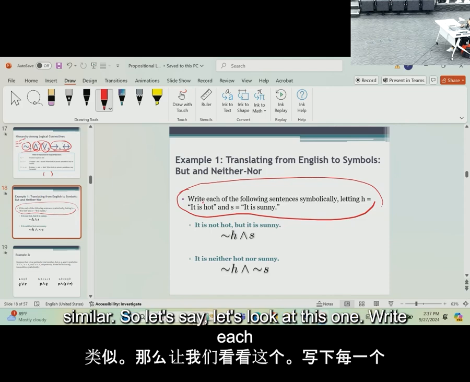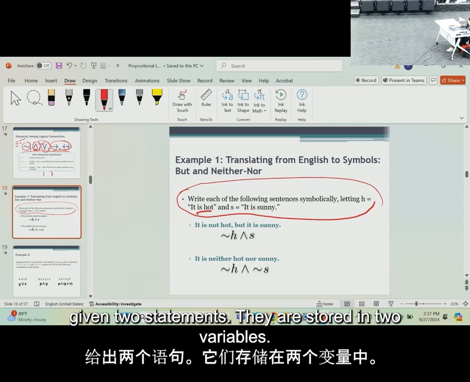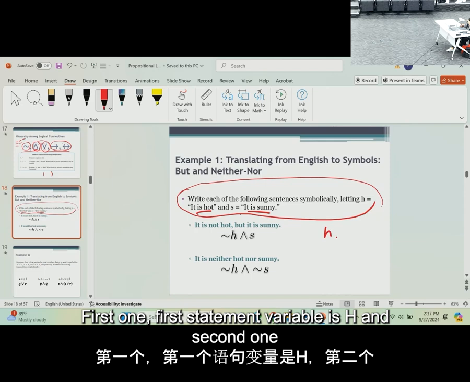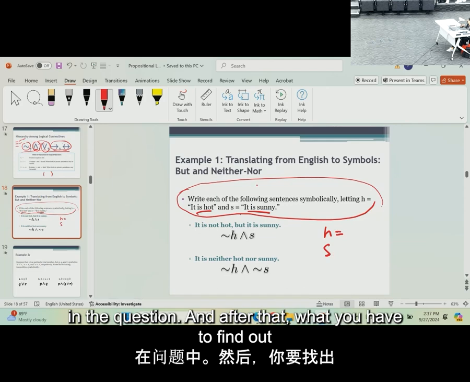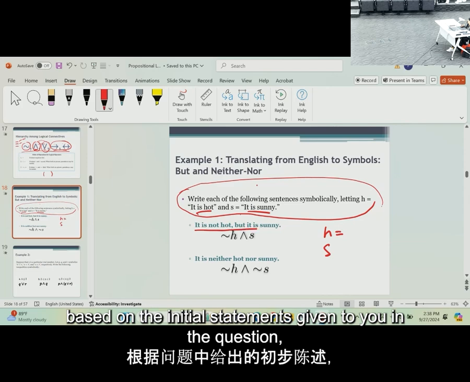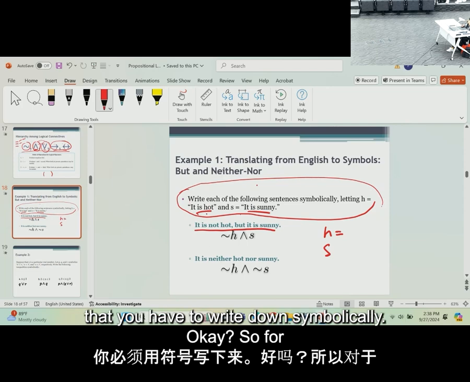So let's look at this one. Write each of the following sentences symbolically. We are given 2 statements. They are stored in 2 variables. The first statement variable is h, and the second one is s. This information is given to you in the question. After that, based on the initial statements given to you in the question, there are some other conditional statements that you have to write down symbolically.